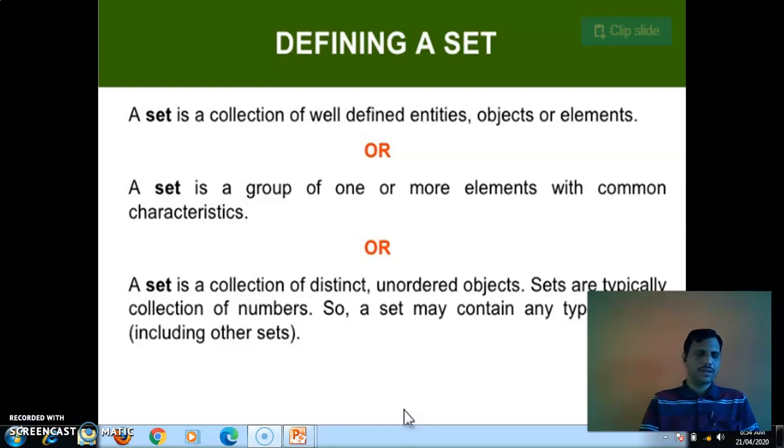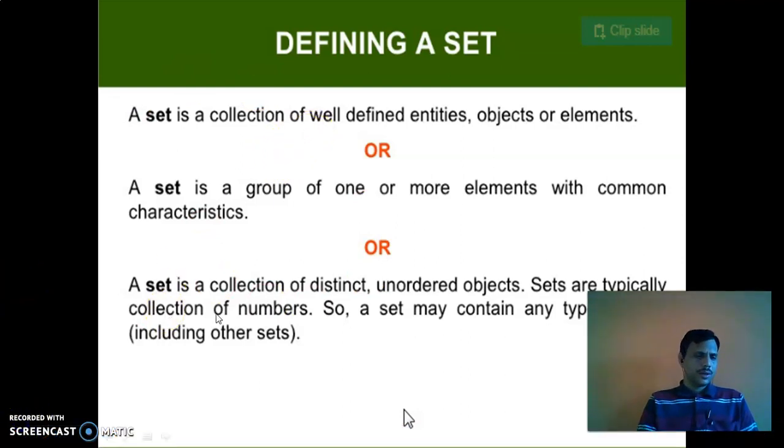In the first definition, one word is used, well-defined, and this word is very important. Why is this word important? Take one example: the collection of good players in the Indian cricket team. It differs from person to person. Suppose someone likes Virat Kohli, then they say Virat Kohli is a good player. But another person does not like Virat Kohli, then he says Virat is not a good player. So that means it depends upon person to person. So this is a collection but not a set. So the first word is very important: well-defined.